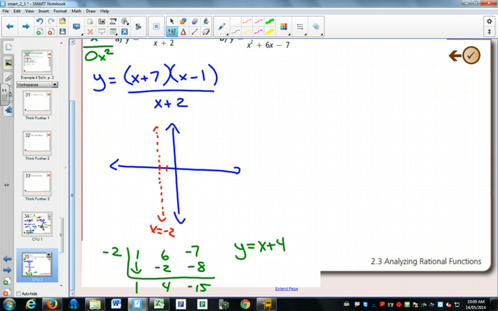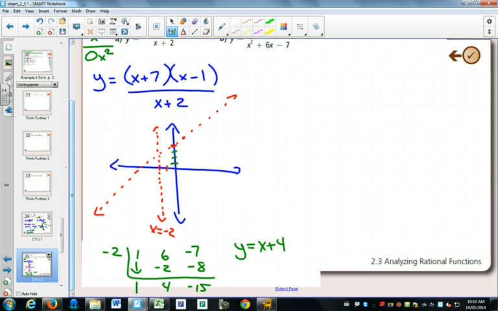That's just a line. It's easy to graph a line. 1, 2, 3, 4. 4 is your y-intercept. It has a slope of 1, up 1, over 1. And there you have your oblique asymptote.